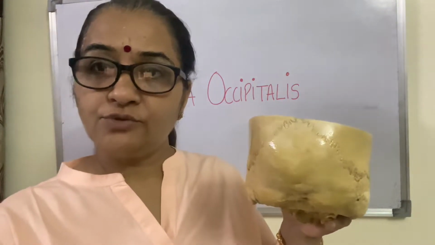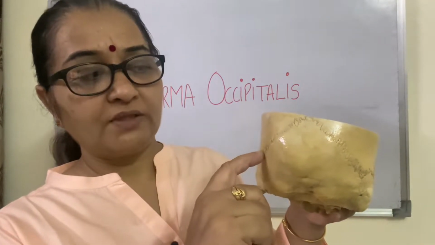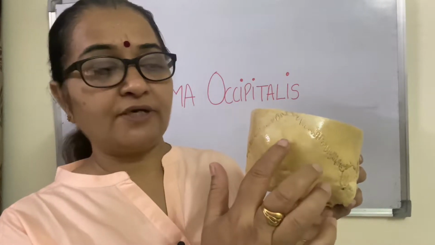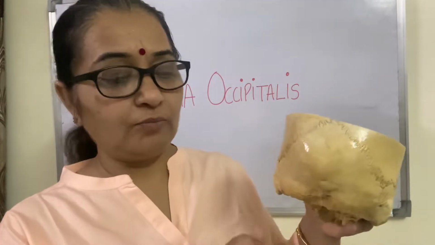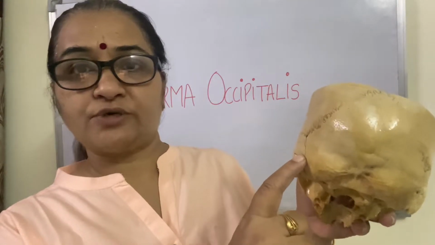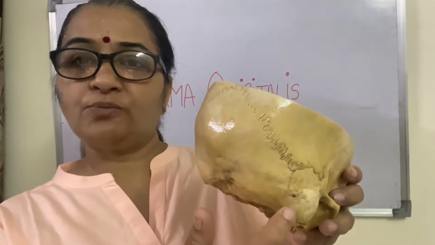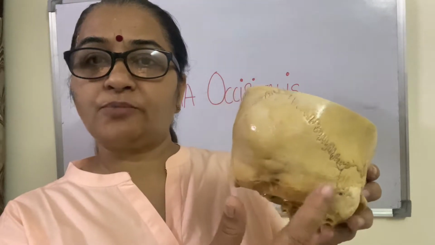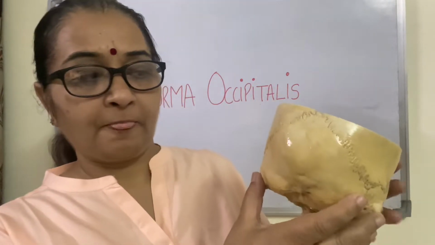And what are the different sutures which are visible in this? This is the lambdoid suture which separates the occipital bone from the parietal bone. Then this is known as the occipitomastoid suture. So this is the occipitomastoid suture which separates the mastoid process from the occipital bone.